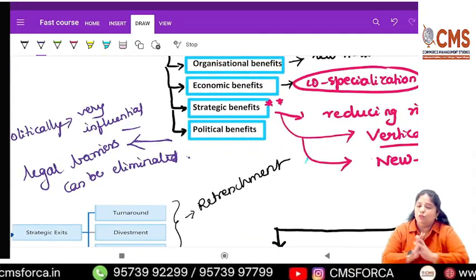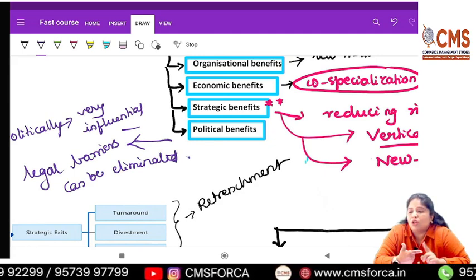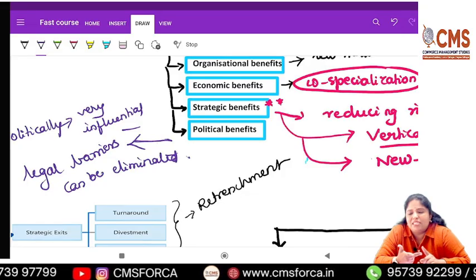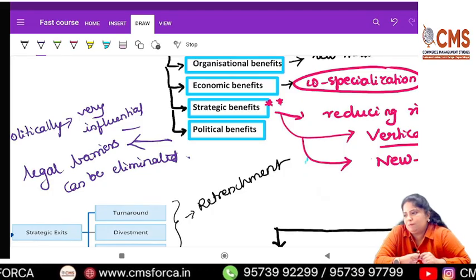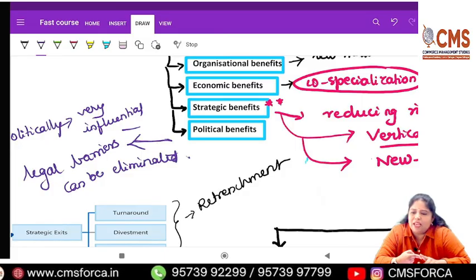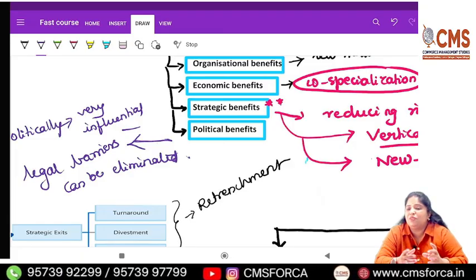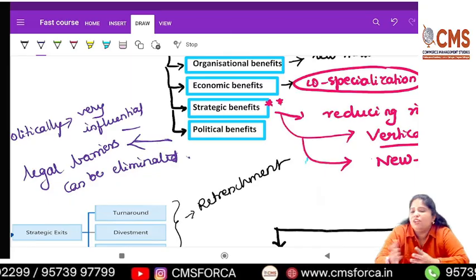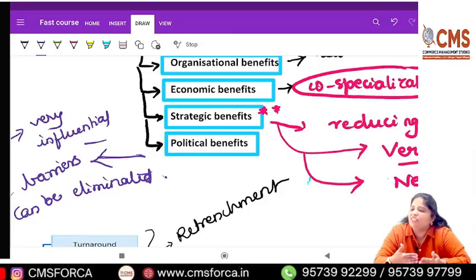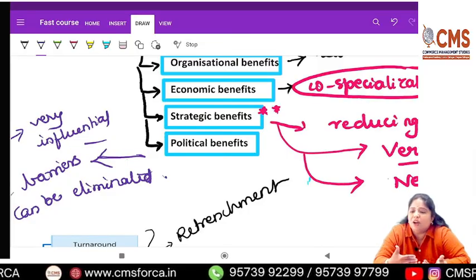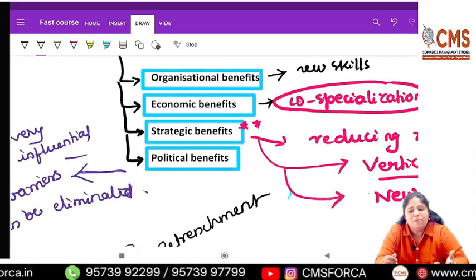So overall, how do we consolidate this concept? What are the benefits of strategic alliance? We have organizational benefits, strategic benefits, economical benefits, and political benefits. Politically, legal barriers are eliminated. Strategically, you are reducing rivalry, giving scope for vertical integration, and sharing research and development costs. Economically, you are trying to create profits by increasing your sales and reducing per unit cost. Your financial health will also improve through that.